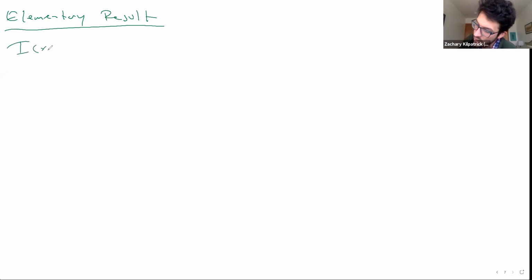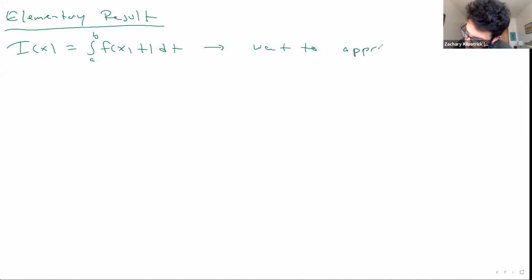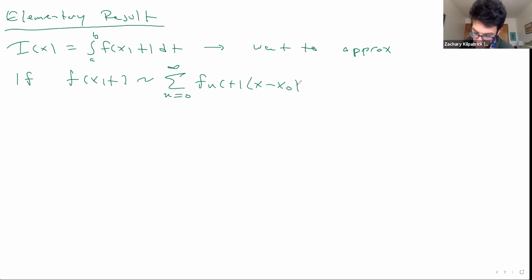So just to drive home the main result that we have here, okay, if I define some integral, okay, from a to b, let's leave x out of the limits for now. And it's some function, f of x t. I'm just integrating in t from a to b, and I want to approximate this, okay? Well, if f of x t can be approximated by the sum from n equals 0 up to infinity of f_n of t times (x minus x0) to the alpha times n, okay, as x goes to x0 for alpha greater than 0, okay?